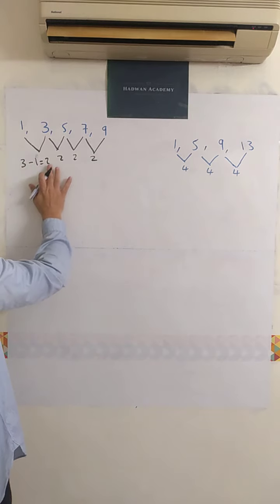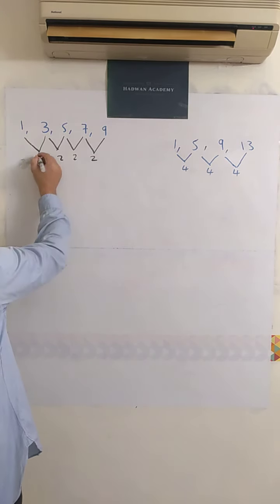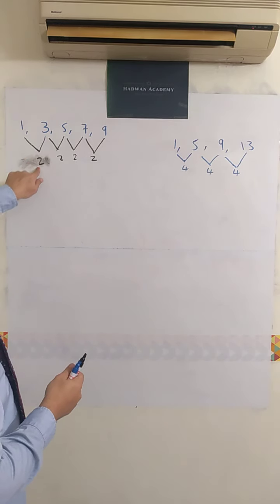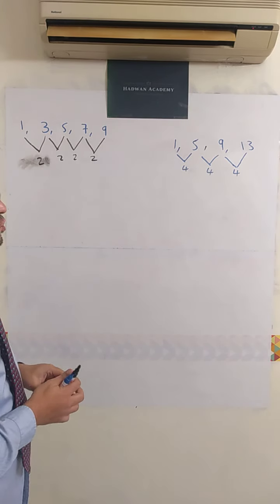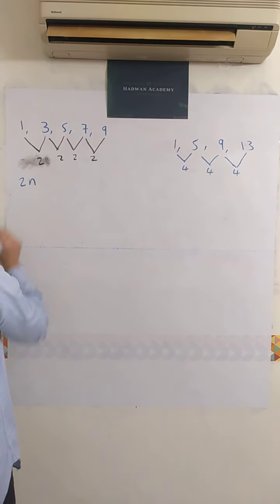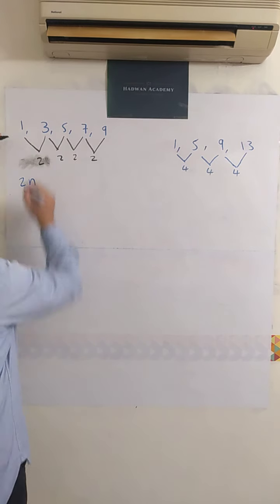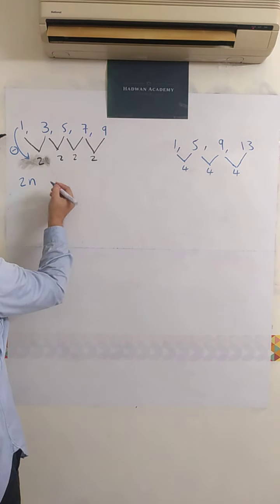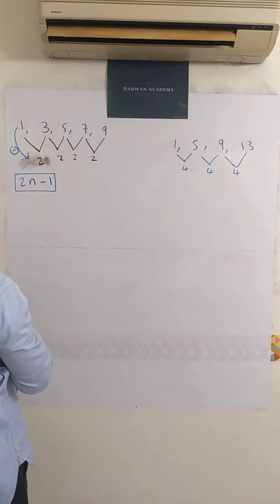We call this sequence here the first difference. So 3 minus 1, 2. 5 minus 3, 2. 7 minus 5, 2. 9 minus 7, 2. So straight away I take this number 2 to 2n. Then I do 1 minus 2, which gives me minus 1. So this is the nth term of this sequence.